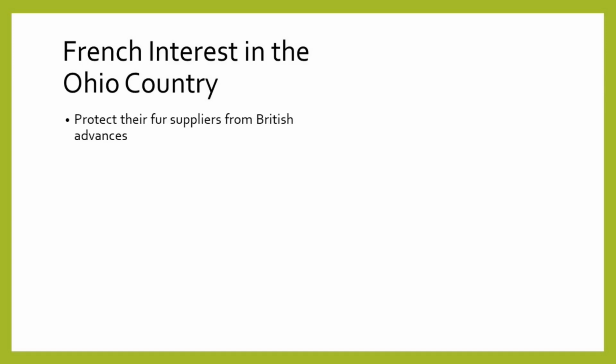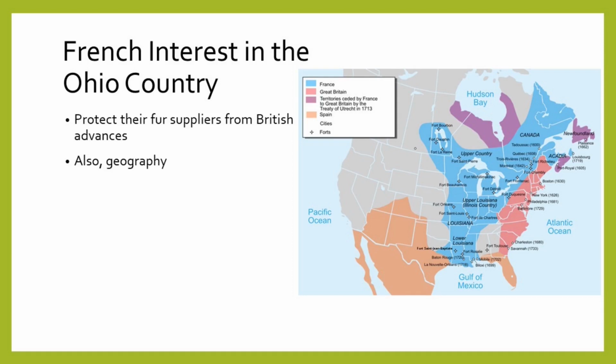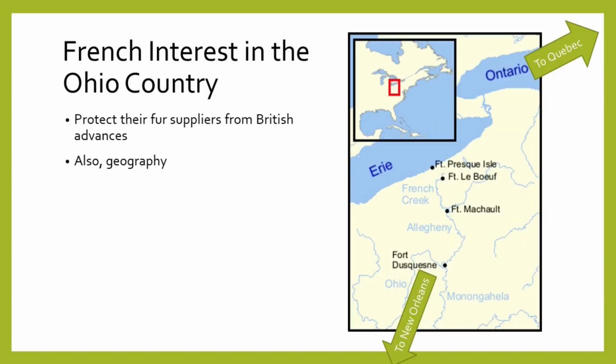But for another, if you look at a map of France's empire on the continent, you'll notice that their main holdings at this point were essentially Canada and Louisiana. The fastest way to get between those two places was by sailing across the Great Lakes and then down the Mississippi River. The only catch was that that path required you to travel overland to get from the Great Lakes to the Ohio River and eventually the Mississippi.